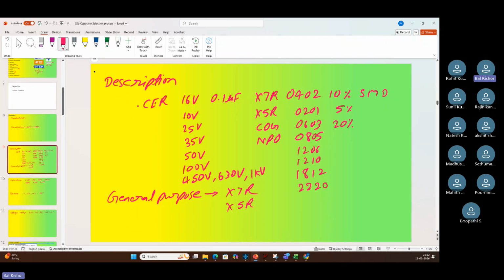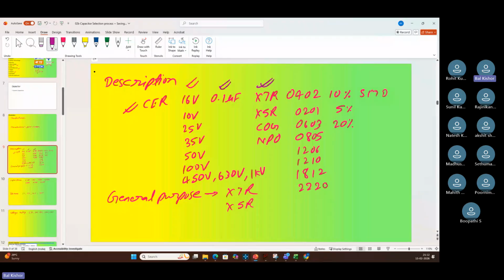So for ceramic capacitors, we'll go ahead with understanding what the different parameters are that we need to look into while selecting a capacitor. Based on the description, you will understand that we should have voltage information, like what is the voltage rating of the capacitor, then what is the value of the capacitor, and what is the composition, the material that is used.